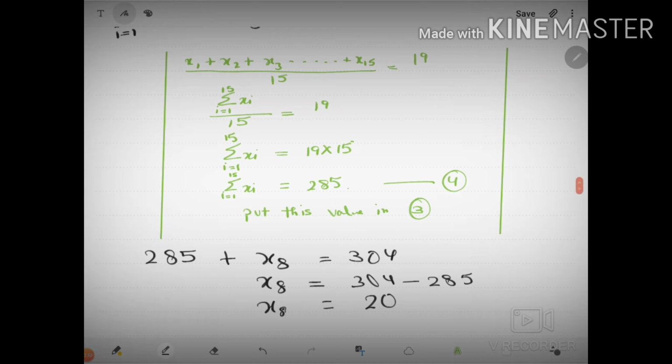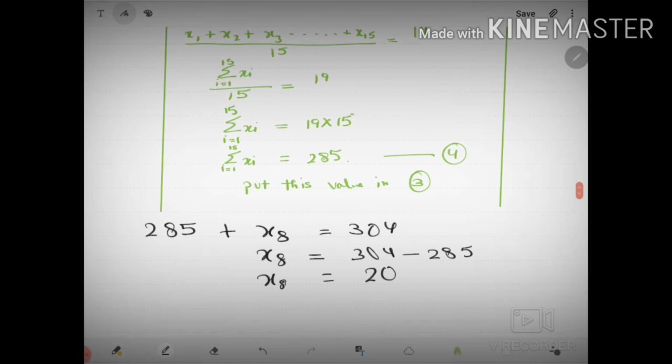It means the 8th observation which we had to find is 20. This is our answer. That is it in the question. I hope you understood the question.